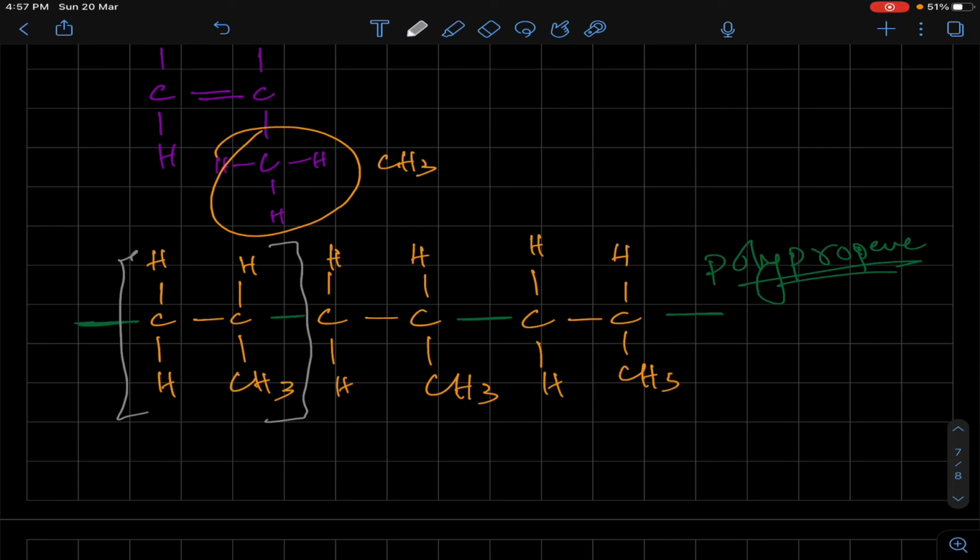Now, if you count the number of carbons in your repeat, 1, 2, 3. We have 3 carbon atoms in our repeat. So if we have 3 carbon atoms in our repeat, that means the structure is made up of propene. So you must have the same number of carbon atoms in your repeat and in your monomer, right? So if you have 3 carbon atoms in your monomer, you must have 3 carbon atoms in your repeat as well. So this would be the structure of polypropene.